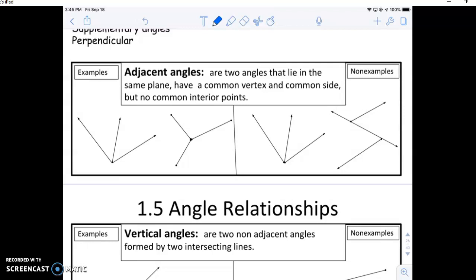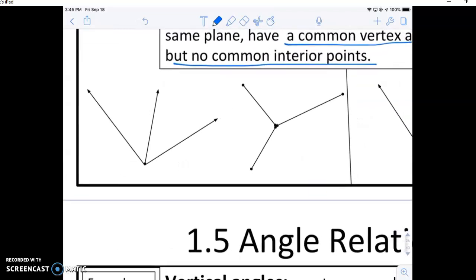But more specifically, we could look at it as when two angles that lie in the same plane have a common vertex. So that's one thing to look at. Common side and no common interior points. So we have to have all three of those in order for it to be an adjacent angle. So these two figures on the left are both examples of adjacent angles.